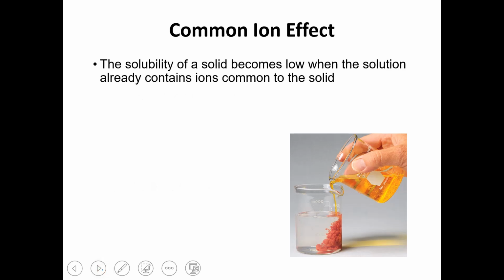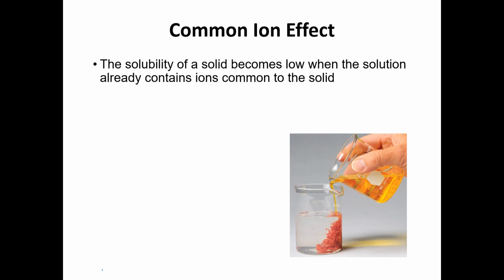So let's talk about what happens if you already have one of the ions in solution. If we have one of the ions already in solution, we have what we call a common ion. For example, if we have magnesium fluoride and we were trying to dissolve it in a solution of calcium fluoride, well, there's already fluoride ions present.